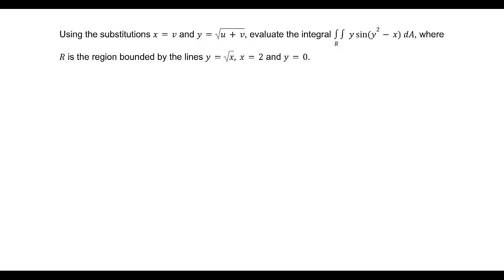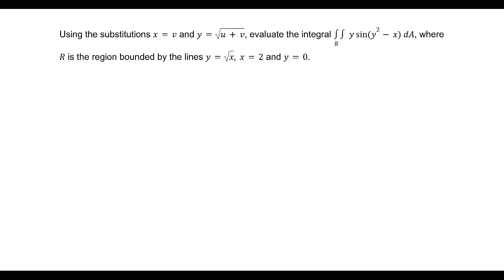Using the substitutions x equals v and y equals the square root of u plus v, evaluate the double integral over the region R of the function y sine(y squared minus x), where R is the region bounded by the curves y equals the square root of x, x equals 2, and y equals 0.